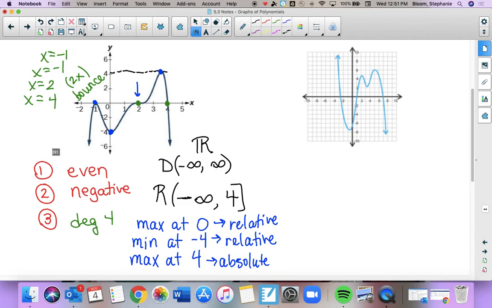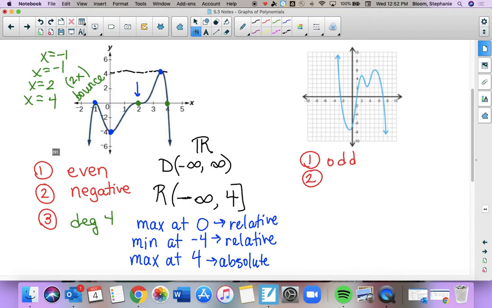All right, so first question, is the degree even or odd? So you're looking at the end behavior. It's going in opposite directions. One is falling, one is rising. What does that make the degree? Look back at your table if you forget. If you're doing the opposite, what is it? Odd or even? Odd.